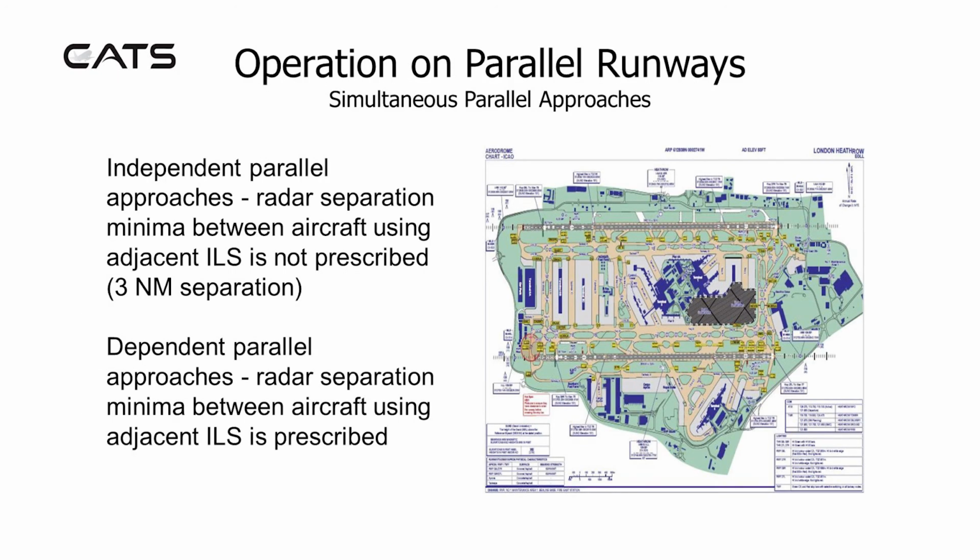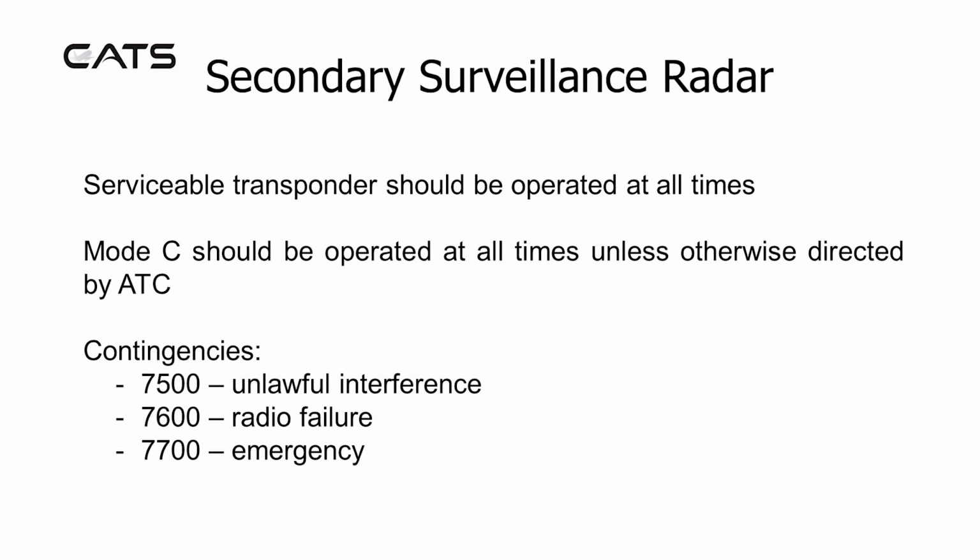Operations on parallel runways. Simultaneous parallel approaches. Independent parallel approaches: radar separation minima between aircraft using adjacent ILS is not prescribed. Dependent parallel approaches: radar separation minima between aircraft using adjacent ILS is prescribed. Secondary surveillance radar. Serviceable transponder should be operated at all times. Mode C should be operated at all times unless otherwise directed by ATC.